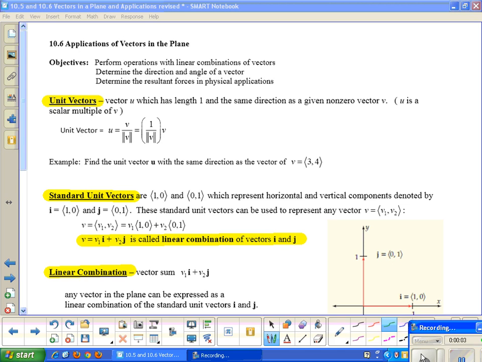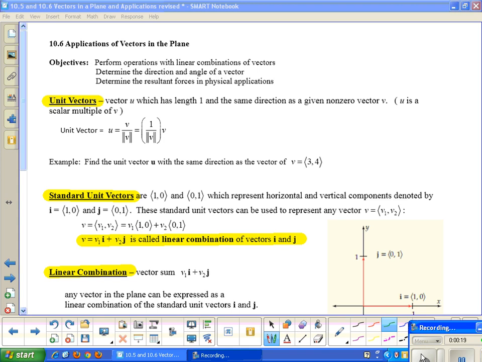Section 10.6, Application of Vectors in the Plane. Our objectives are to perform operations with linear combinations of vectors, determine the direction and angle of a vector, and to determine the resultant forces in physical applications. Let's first talk about a unit vector.